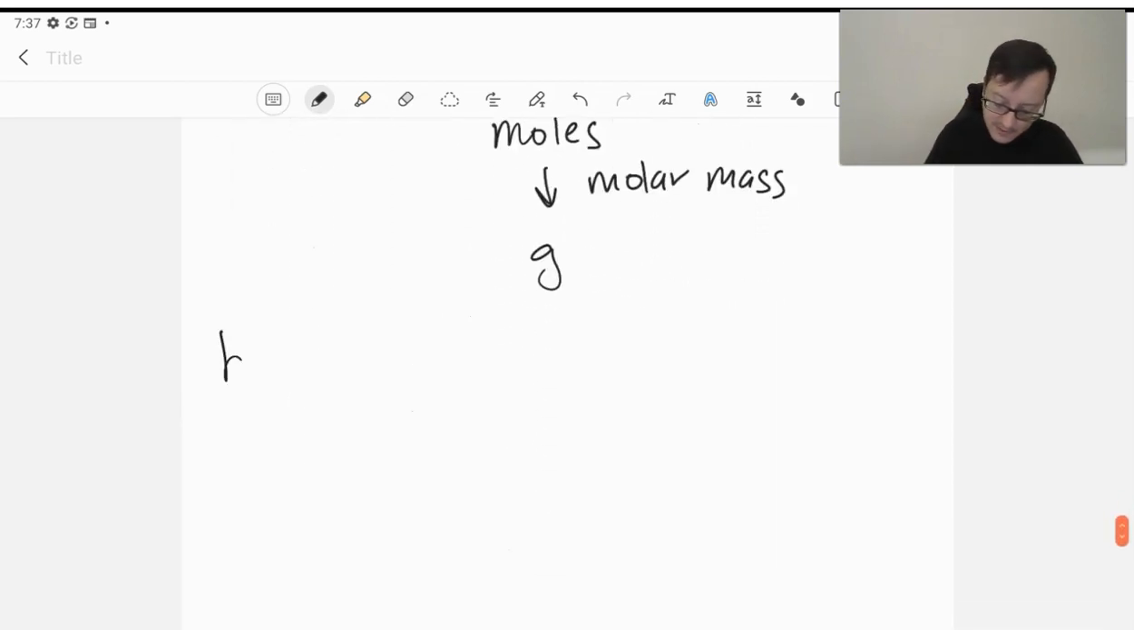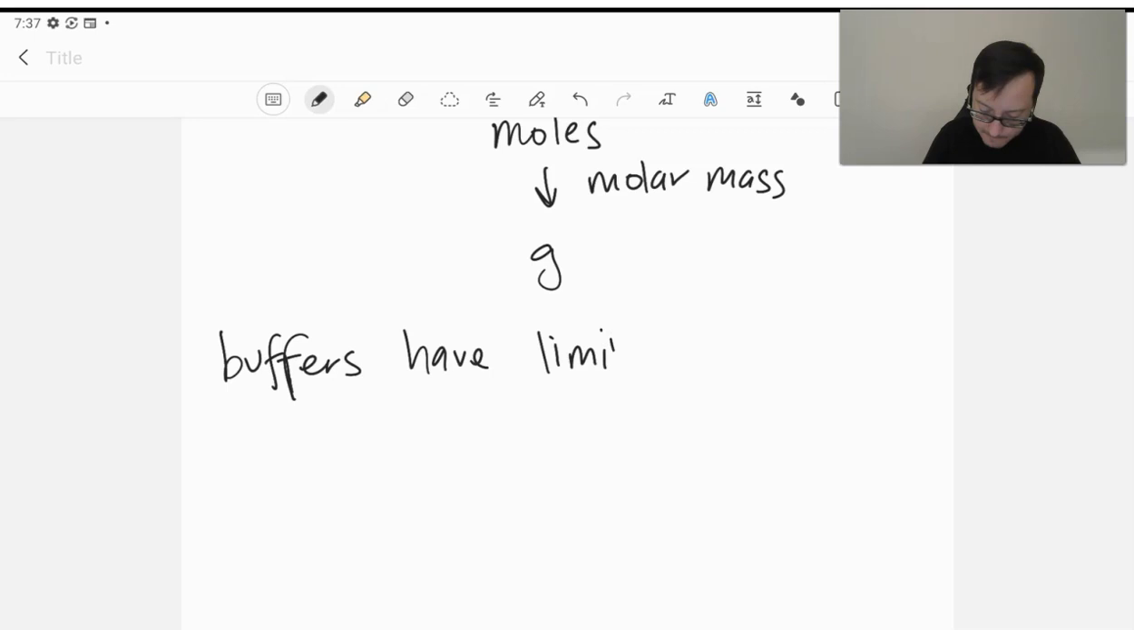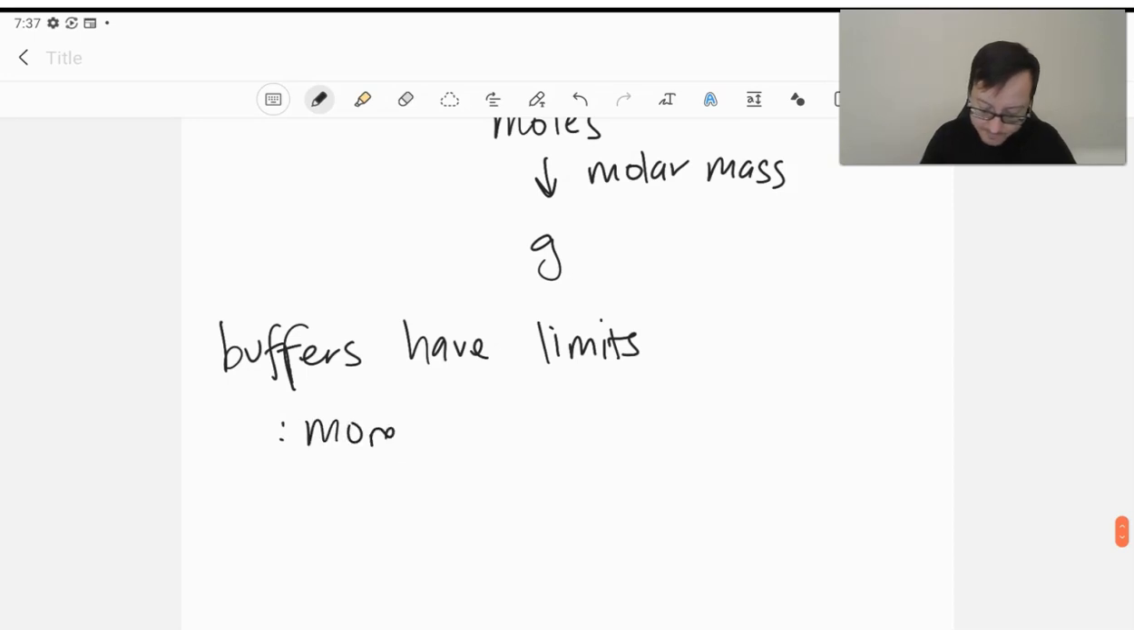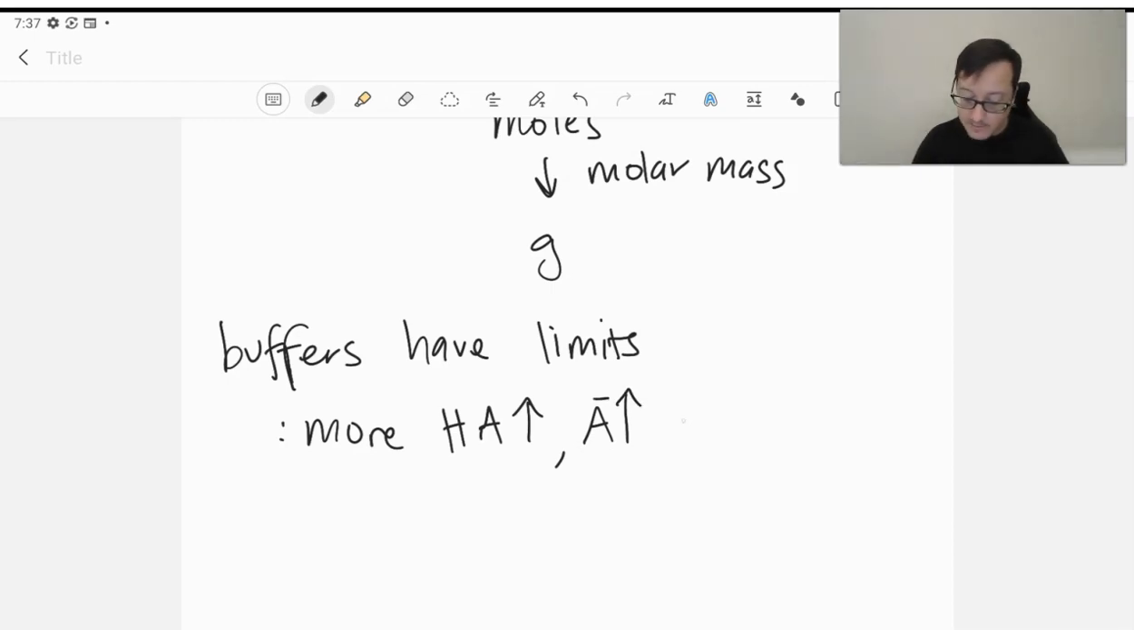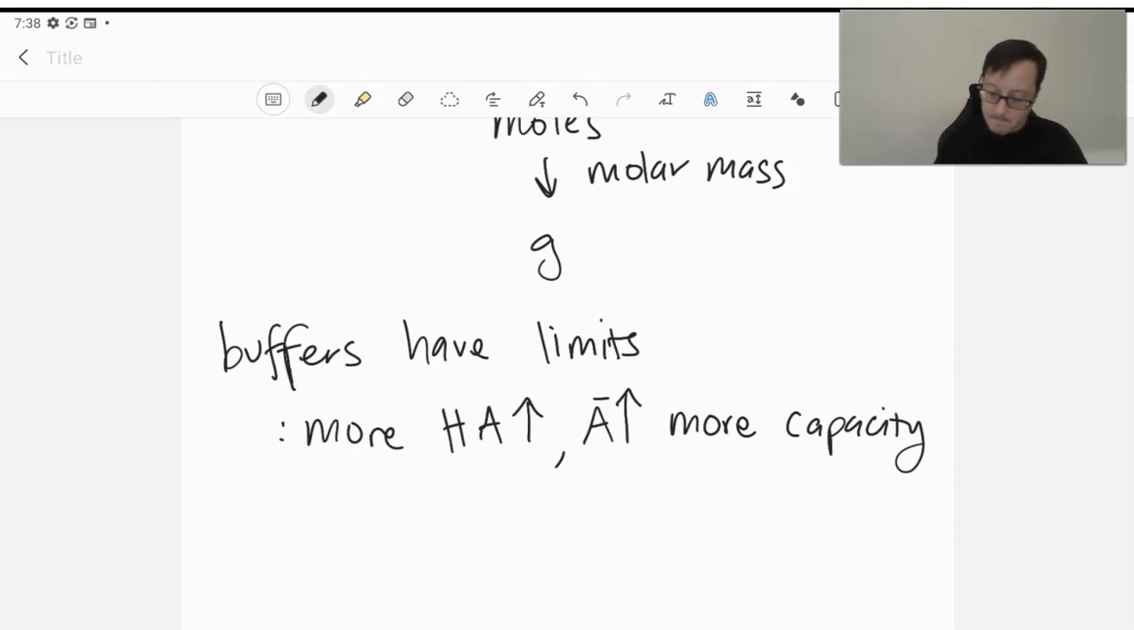Another thing is that buffers have a capacity. They have limits. Generally speaking, they will be able to buffer pretty much based on their concentration. So the more concentration you have of each HA and A minus, the higher your capacity is. So the more strong acid or strong base you can add without the pH changing drastically. So it is dependent on the concentrations of your conjugates.